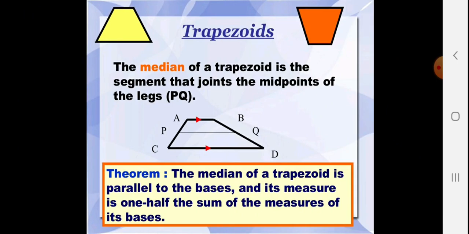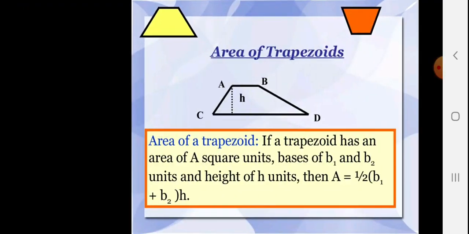Now, the median of a trapezoid is the segment that joins the midpoints of the legs. So here, median is PQ, joining the midpoints of the legs AC and BD respectively. The median of a trapezoid is parallel to the bases and its measure is 1/2 of the sum of the measures of the bases. So median will be equal to half of the sum of AB and CD.